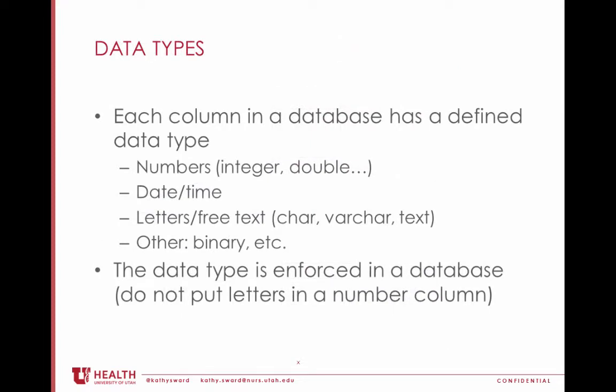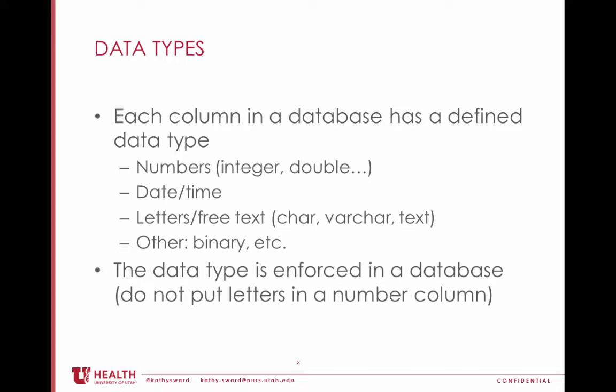Now each column in any database has a predefined data type. Common data types are those numeric data types, and often specified as being an integer, a whole number, or something like a double or single. Those imply that there can be decimal point values.